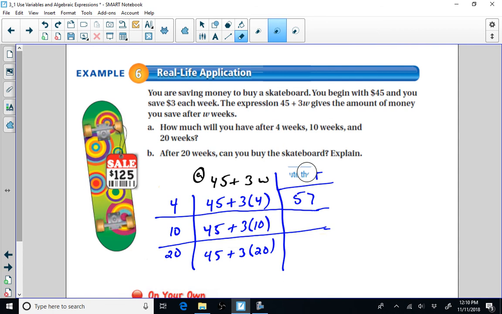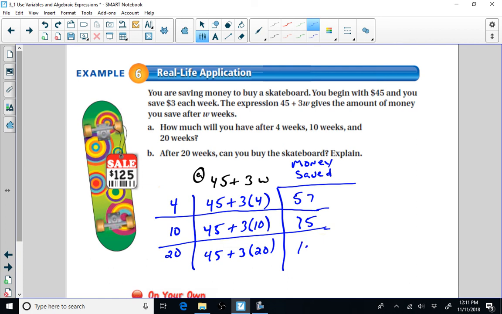So it's not cost. That's going to be not cost, but we would call that money saved. That's 57, and this is going to be money saved. And then we have 3 times 10 is 30. 30 plus 45 is 75. So you'd have $75 saved after 10 weeks. After 20 weeks, 3 times 20 is 60. 60 plus 45 is 105. So after 20 weeks, we'd have $105 saved.